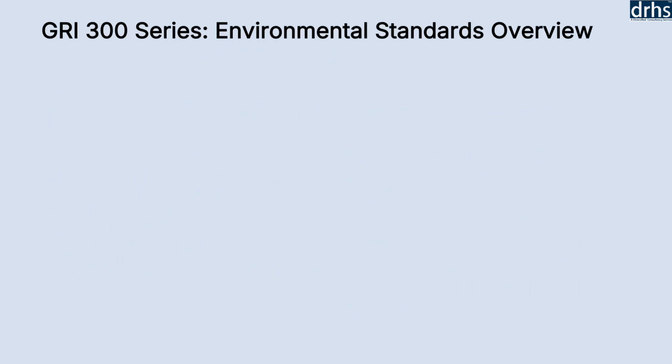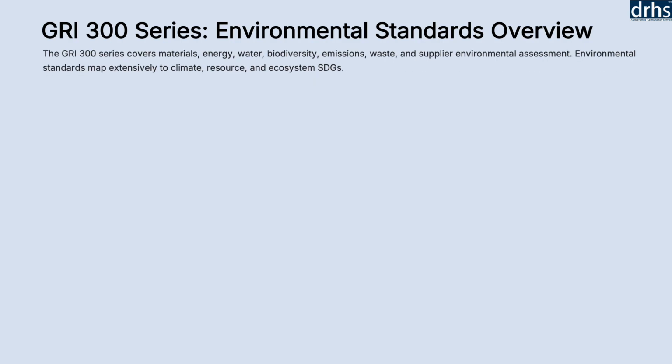Slide 4. GRI 300 Series with science-based targets aligned with SDGs. The GRI 300 Series, Environmental Standards, provides a comprehensive framework for organizations to disclose their impacts on natural resources, ecosystems, climate, and the environment across their operations and value chains. These standards enable consistent, comparable, and decision-useful reporting while supporting alignment with multiple Sustainable Development Goals, SDGs, particularly those related to climate action, water security, biodiversity conservation, and responsible consumption and production.